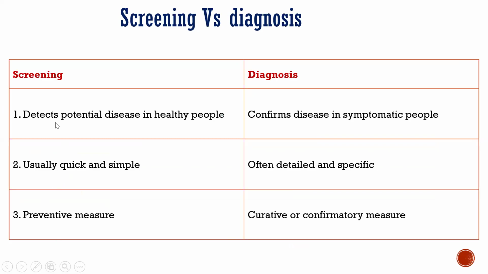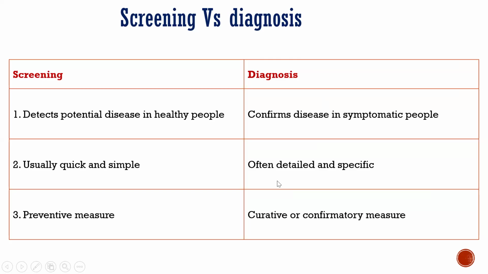Screening, we already said, detects potential diseases in healthy people, people that don't show symptoms. While diagnosis confirms disease in symptomatic people, that's people that are already showing symptoms. For instance, you have headache, migraines, you're seeing symptoms. Sometimes you just say, oh, I think I'm having malaria or typhoid. So diagnosis helps to confirm because you're already showing symptoms, you're already having different signs that you may be having this disease. So diagnosis helps to confirm in symptomatic people, while screening is majorly used in healthy people to check the potential of them having that particular disease. Now, another thing is screening is usually quick and simple to conduct.